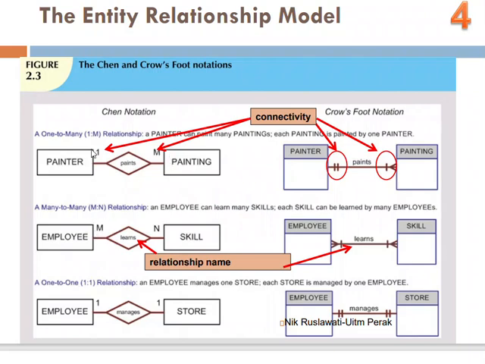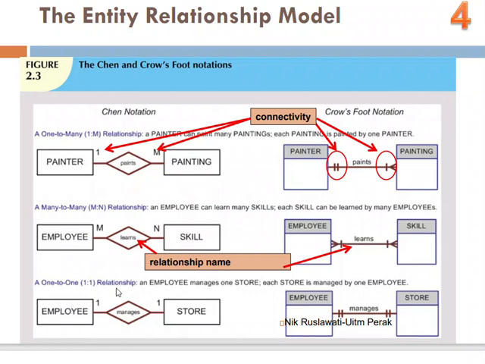And for this one, for one to many relationship, one painter can paint many paintings. Each painting is painted by one painter only. Okay, for many to many, an employee can learn many skills. Okay, each skill can be learned by many employees. So itu adalah many to many. So relationship in the diamond learns, and then this is the connectivity. Okay, this is the entity, employee and skill. Okay, remember entity can be anything about thing, about people, about event.